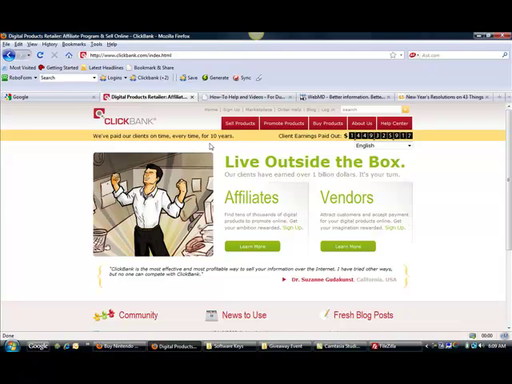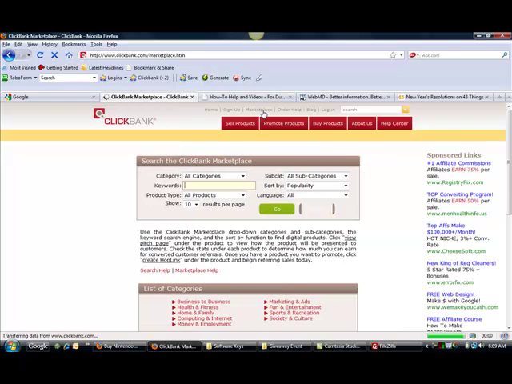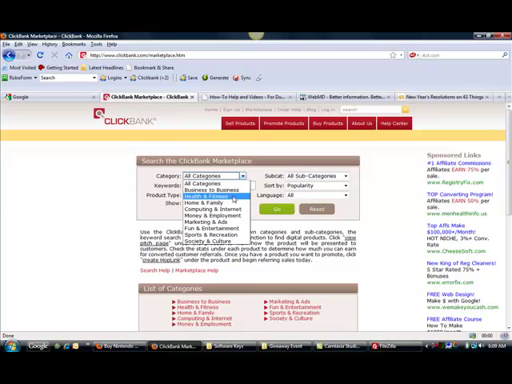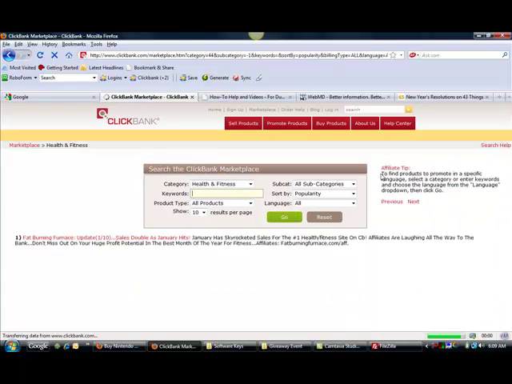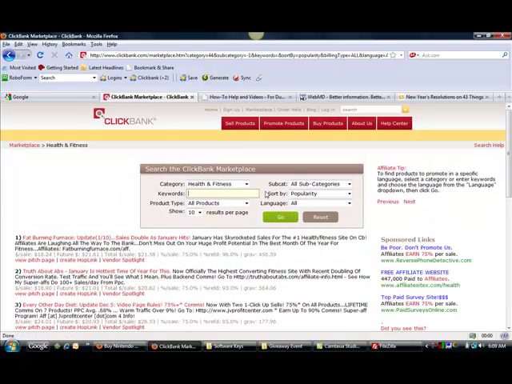Just go on over here to clickbank.com, and what you want to do is go to where it says Marketplace up here at the top. Then over here, you're going to notice it's going to ask for a category. For example, let's just choose the health and fitness category. I'm just going to choose Go, and it's going to bring up a listing of sites based on popularity in the health and fitness category.